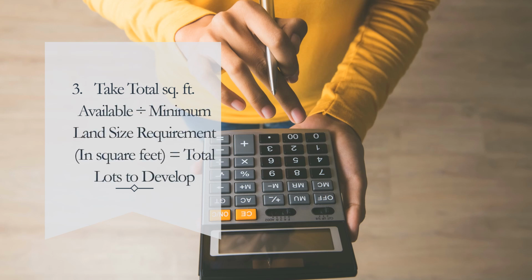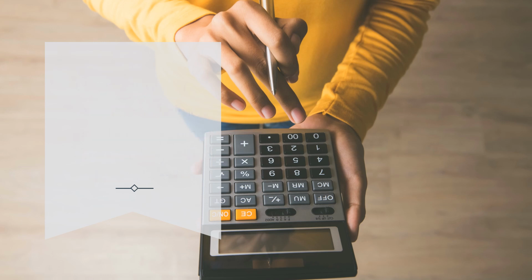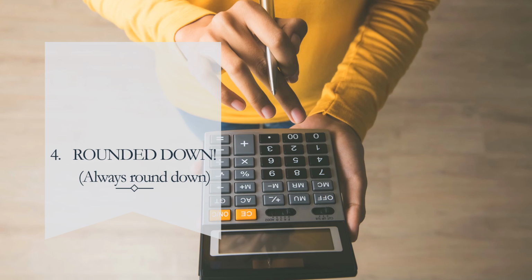Three, take total square footage available and divide by the minimum land size requirement in square feet to equal the total lots to develop. Four, round down. You must always round down on lots. If you round it up, you'd have a lot that would actually be too small and would not meet the minimum land requirement. So always round down as the last thing that you do.